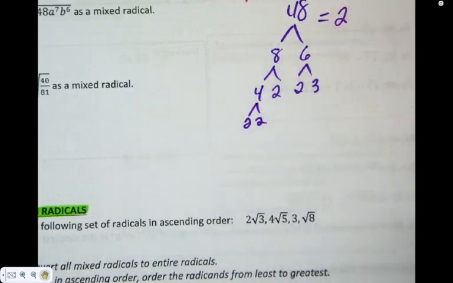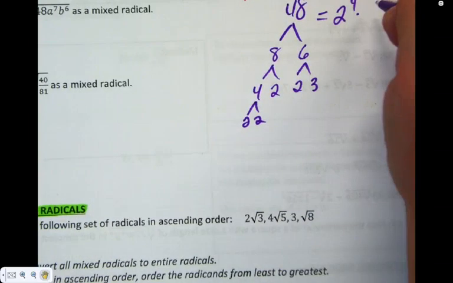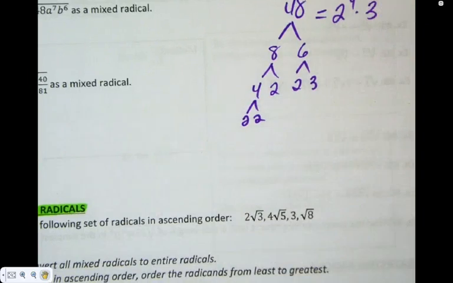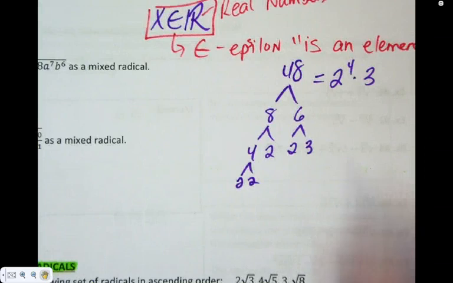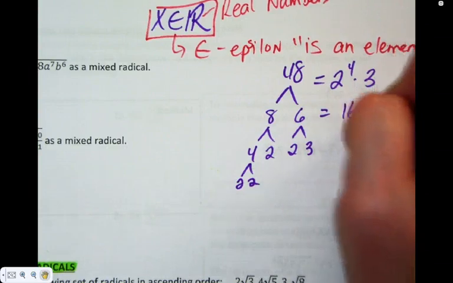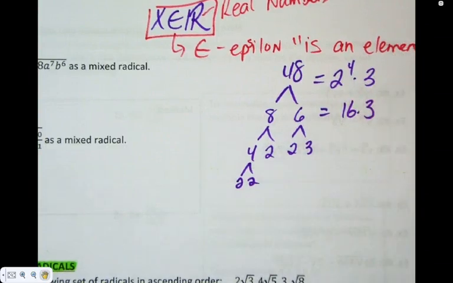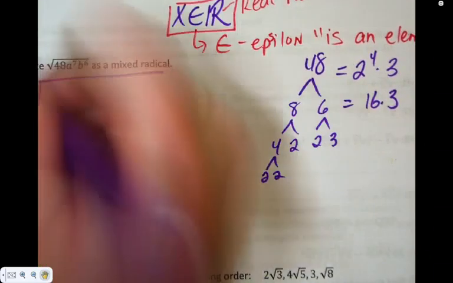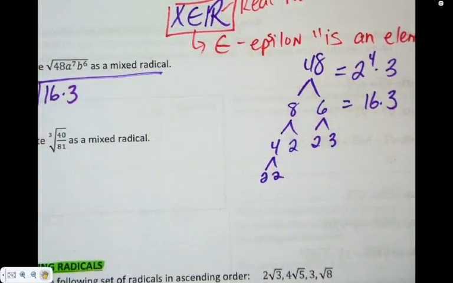So I have 2 to the 4 times 3. If your brain likes the actual number better, well, what is 2 times 2 times 2 times 2? It's 16 times 3. And that's the perfect square, and that's why we like it. So I'm going to take 48 and make it 16 times 3.